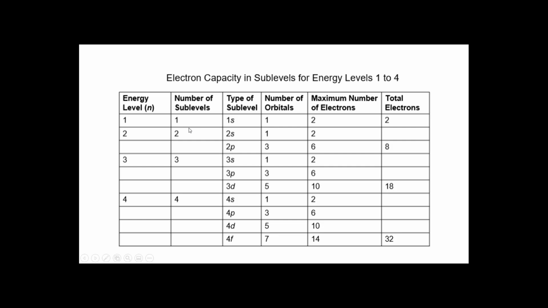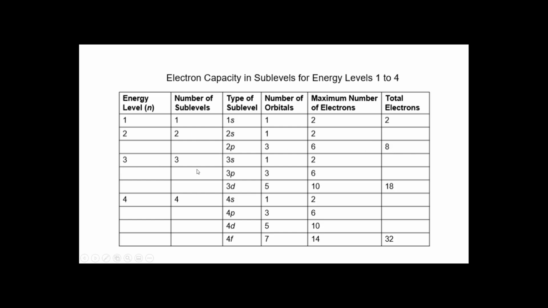Energy level 2, we have 2 sublevels, 2s and 2p. An s orbital is only 1 orbital, so the maximum number of electrons is 2. We don't have a total yet because we also have the 2p orbitals to talk about. A 2p doesn't mean one orbital. We have 3 orbitals within the 2p, so a maximum of 6 electrons can be held, because 2 in each. So the total between the 2s and the 2p is 8 electrons.